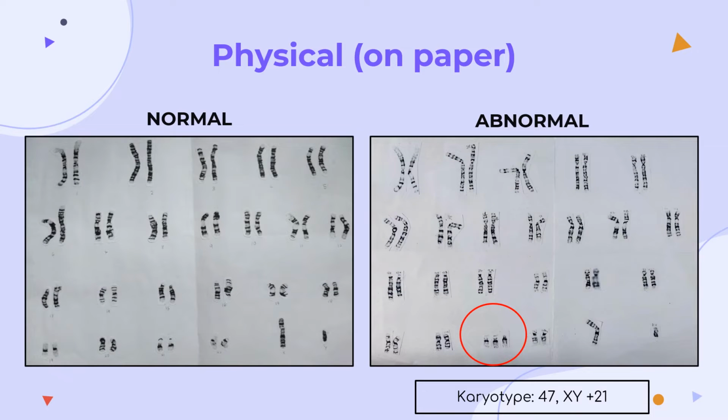The pictures show the difference between normal and abnormal karyotyping of a male individual. An extra copy of chromosome 21 can be observed, which causes the individual to have trisomy 21 with 47 chromosomes and XY karyotype.